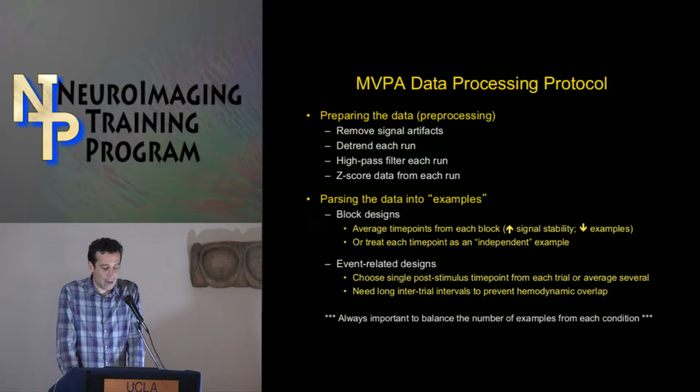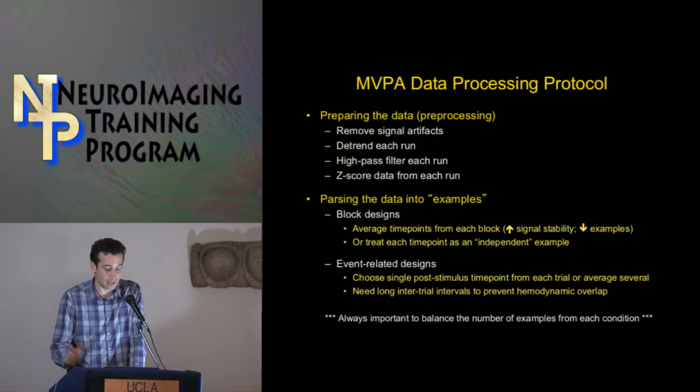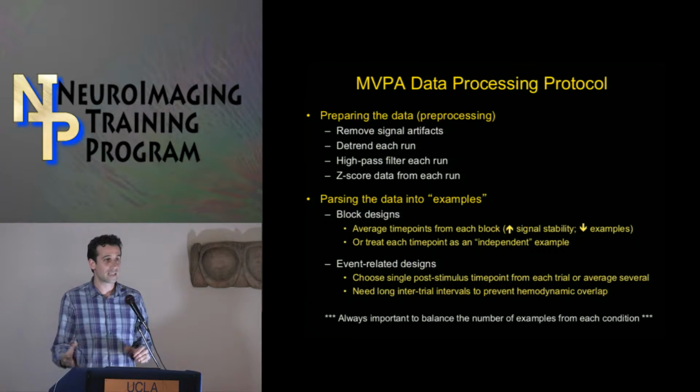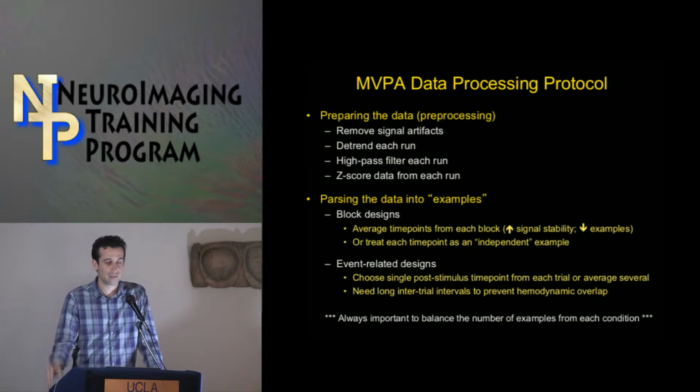And another important consideration is the effect of balancing the number of examples from your different classes. This is not always critical. Certain classifiers are more sensitive to these imbalances. And it's particularly important for how you're going to interpret the classification accuracy results you get.